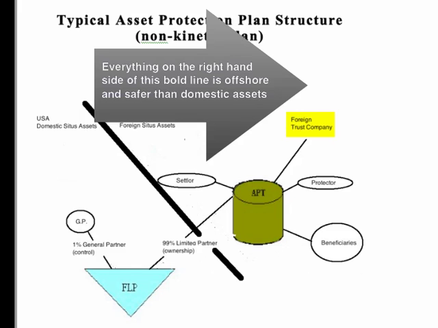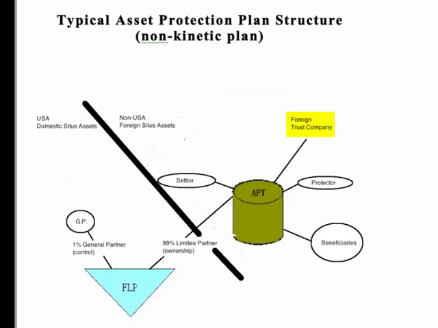There can be many entities, and everything on the right-hand side of this page is safe from U.S. creditors. Not absolutely safe, but very close to being safe. Safe as you can get. A whole lot safer than on the left-hand side of that line. Why? Because no country in the world automatically enforces U.S. judgments.